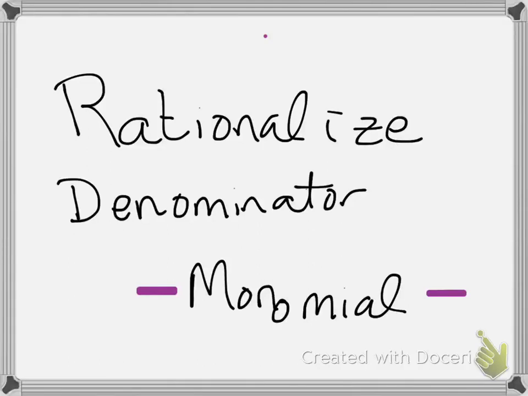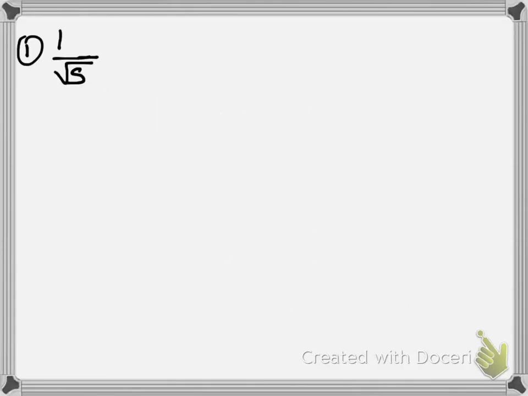When we're rationalizing that denominator, we're getting that square root out of that denominator. So let's start with a simple one. We are trying to simplify that denominator. We're trying to rationalize that denominator. And so we want to complete that square root.